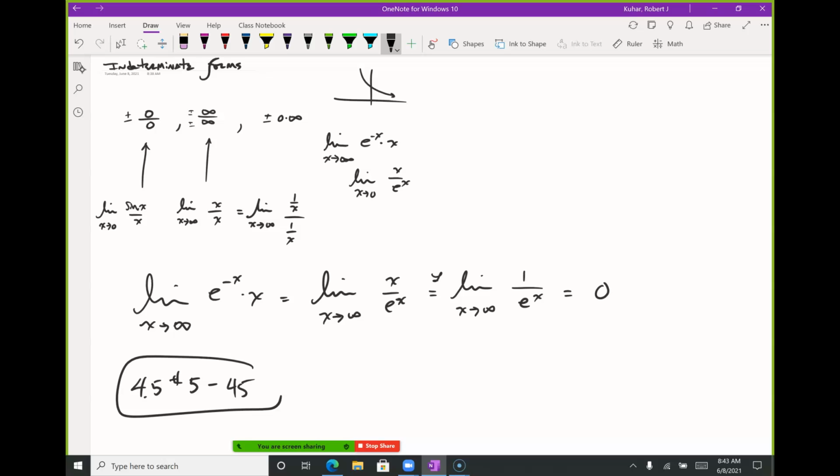So these are products, quotients and products, right? I'm dividing 0 divided by 0, infinity divided by infinity, or 0 times infinity. Those are my products. There are differences, so there's an infinity minus infinity.